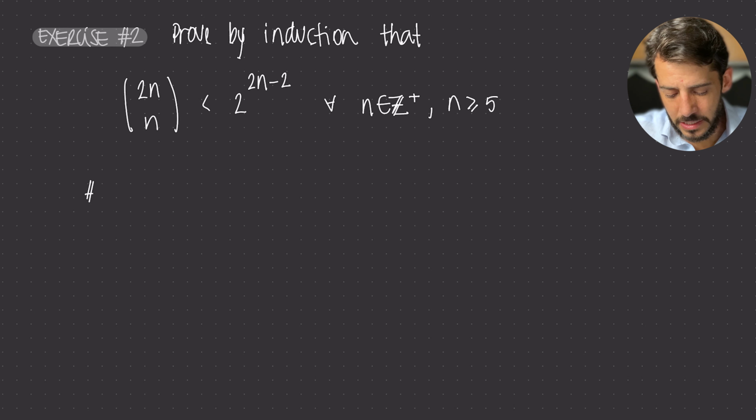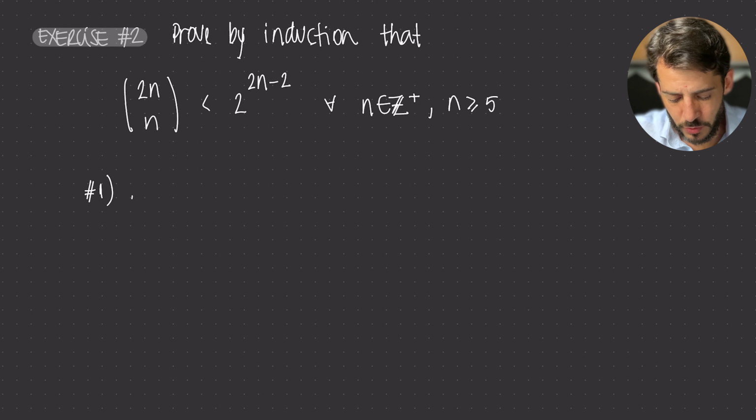It's one that involves binomial coefficients. Prove by induction that 2n choose n is less than 2 to the 2n minus 2 for all positive integers greater than or equal to 5. Dealing with binomial coefficients in an induction proof makes it not trivial. Now, if you add to that the fact that you have an inequality, well, you just made a very interesting exercise indeed. But let's take it step by step.